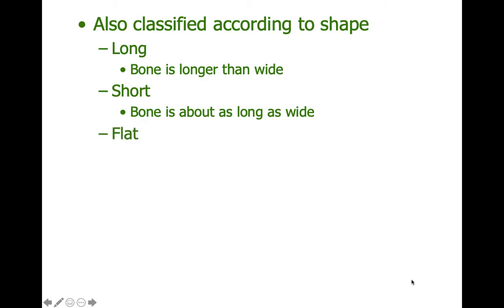A flat bone is slightly curved and flattened. Your sternum, your ilium, and the bones of your skull are all examples of flat bones.